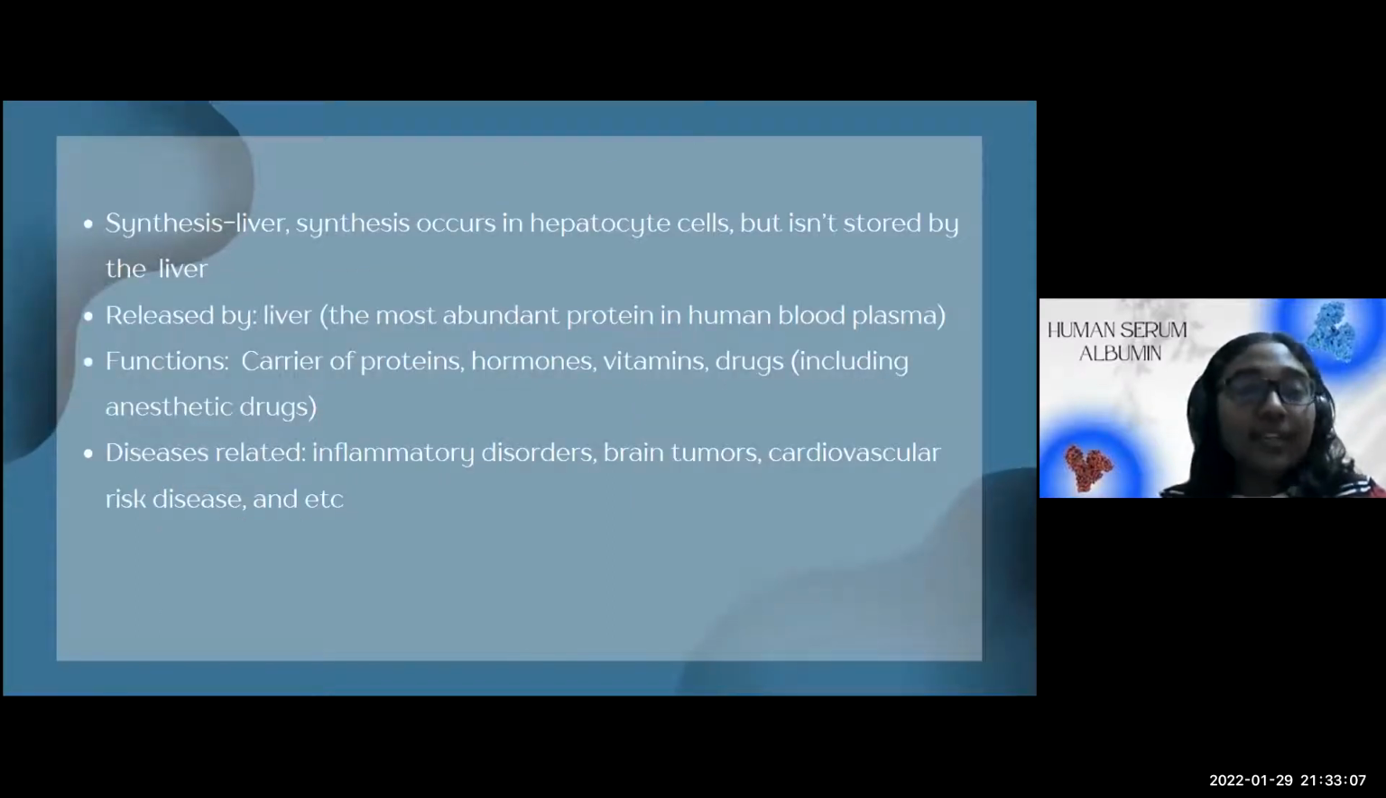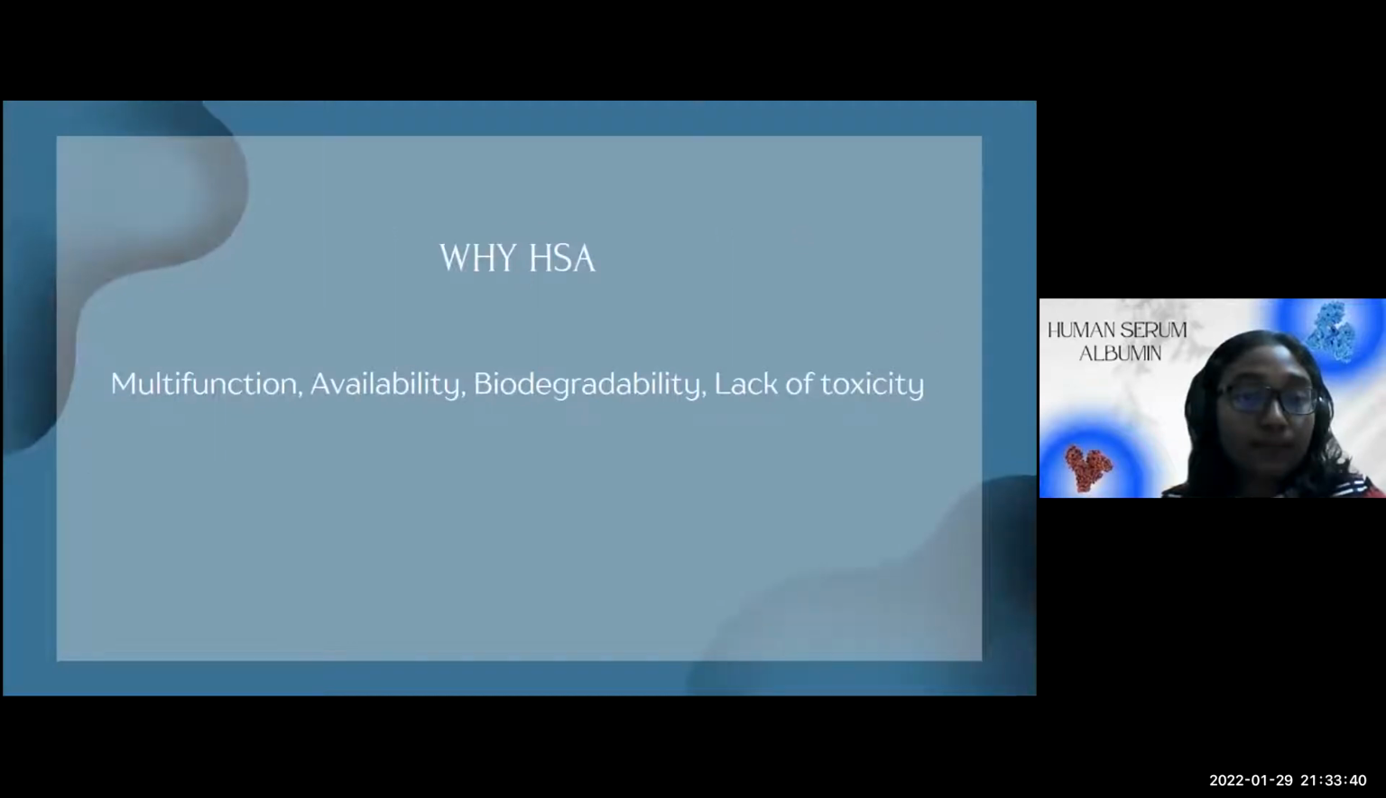HSA synthesis occurs in hepatocyte cells but isn't stored by the liver. It is released by the liver, and is the most abundant protein in human blood plasma. HSA has physiological effects on human metabolism and is known as a multifunctional plasma protein. Its function is as a carrier of proteins, hormones, vitamins, and drugs, which includes anesthetic drugs. Serum albumin is a valuable biomarker for liver function synthesis as well as inflammatory disorders, brain tumors, cardiovascular risk disease, and so on. Thus, human serum albumin is chosen as the protein of interest because of its multifunctional availability, biodegradability, and lack of toxicity, including the low cost.